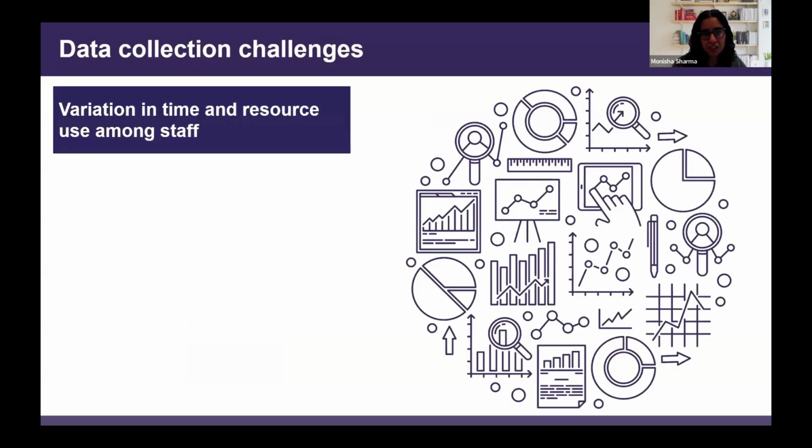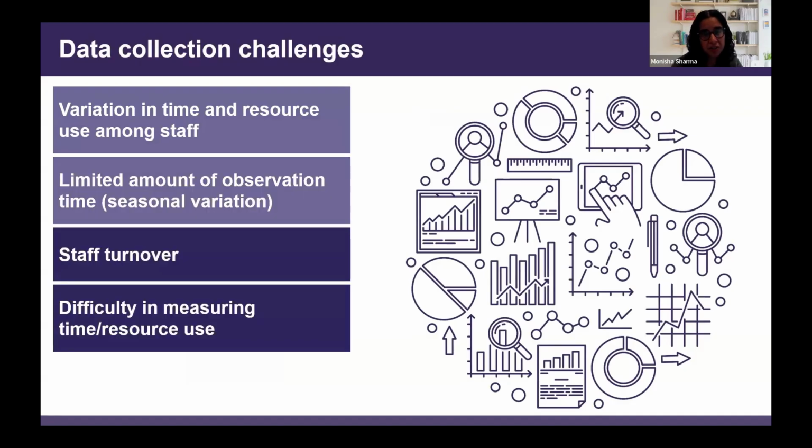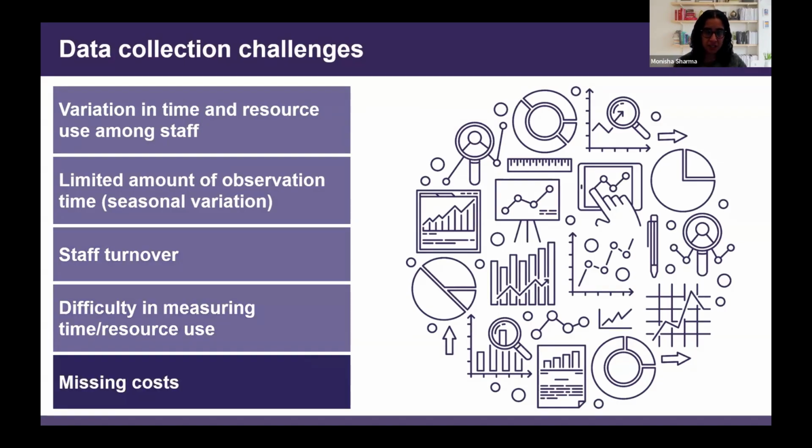So some data collection challenges might be variation in staff time and resource use among staff, and a limited time of observation. You may only have a couple weeks to do this time and motion if you're doing it, and it could be during a holiday season or a time that's not reflective of the overall year. There's also staff turnover. So if you're trying to understand what it costs to hire a prep navigator and the HR person has turned over, then you have to piece together what that might have looked like. And there are often missing costs. You really try to ask about every aspect of the intervention, but there's probably something that you're missing.